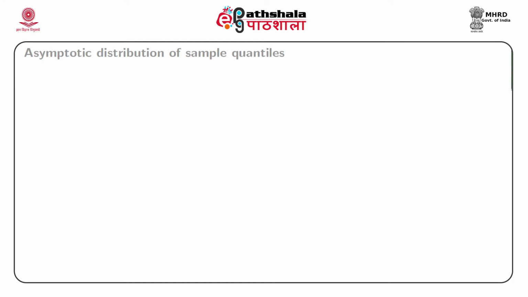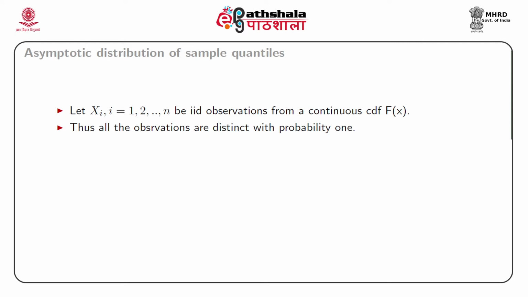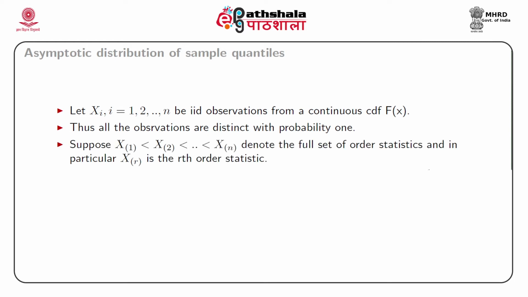Let x_i, i equal to 1 to n, be IID observations from a continuous CDF F_X, and due to continuity all the observations are distinct with probability 1. Suppose x ordered 1, x ordered 2, up to x ordered n denote the full set of order statistics, and in particular x ordered r is the rth order statistic.